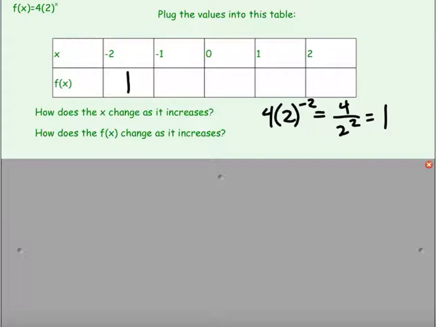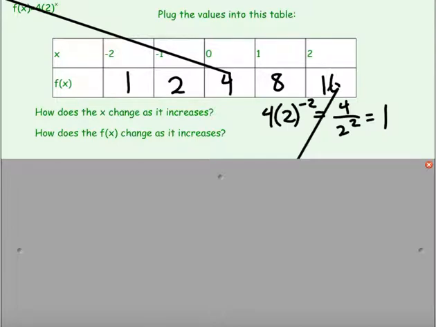I plug in -1, okay, ends up very similar, but in this case I get 2. Plug in 0 and I get 4. You can check all of this on your own. Plug in 1 and I get 8. Plug in 2 and I get 16.